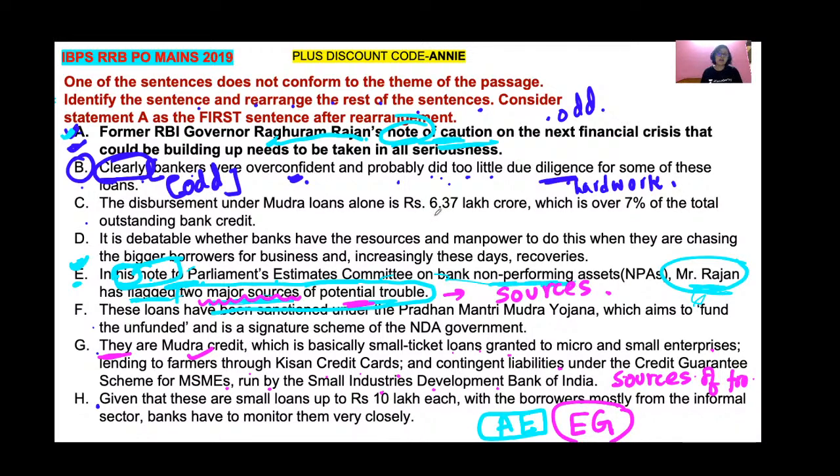Okay, fine. After that, here we are saying that Mudra credit is a source of trouble, right? In sentence G, they are Mudra credit, which is basically small ticket loans. Now, why are we saying Mudra credit? They are means the sources of trouble. The potential sources of trouble are Mudra credits. And why are we saying this? The question to why is answered in sentence C. The disbursement under Mudra loans alone is 6.37 lakh crore, which is over 7% of the total outstanding bank credit. Okay, so this Mudra loans is 7%, which is a huge percentage of the outstanding bank credit, and that's why this Mudra credit is a source of trouble. Got it? So here G and C form a pair.